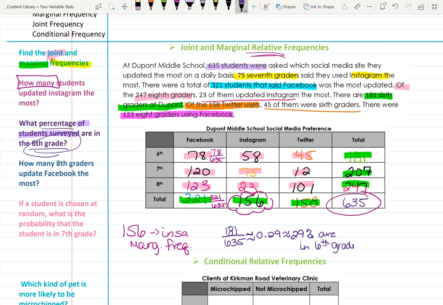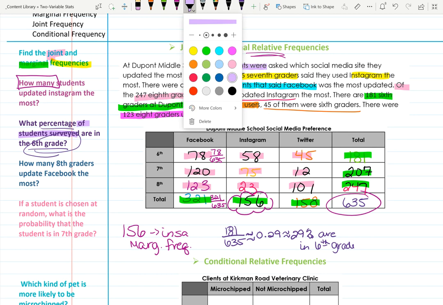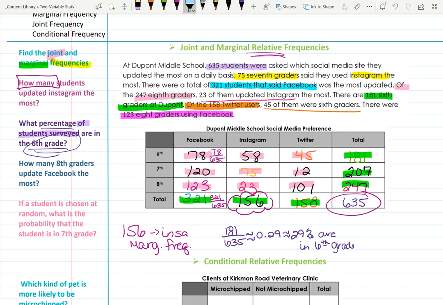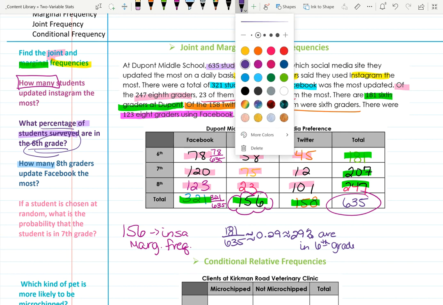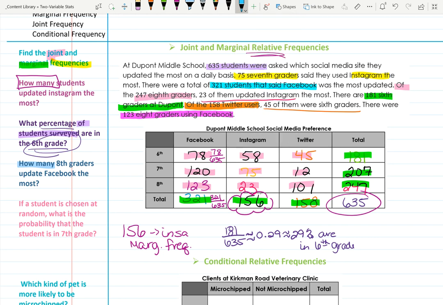Okay. So how many 8th graders update Facebook the most? Again, looking at our question, how many? So I'm not looking for a relative frequency. I'm just looking for how many. So the frequency. So how many 8th graders? So 8th graders. So looking at 8th graders, how many 8th graders update Facebook the most? 123.